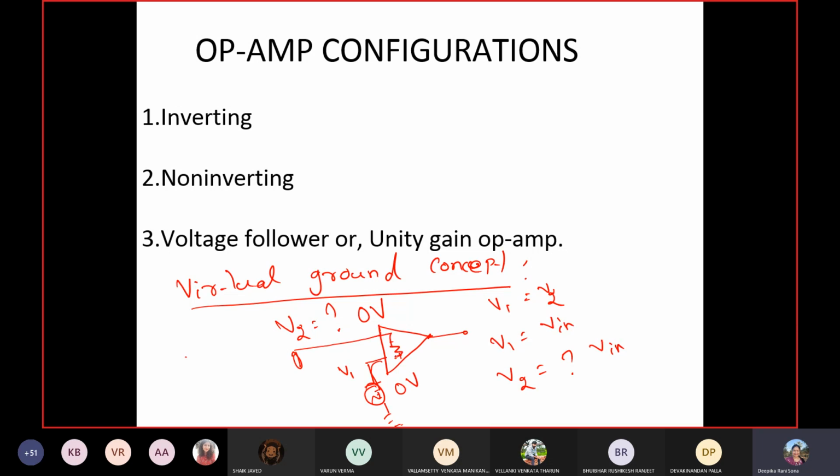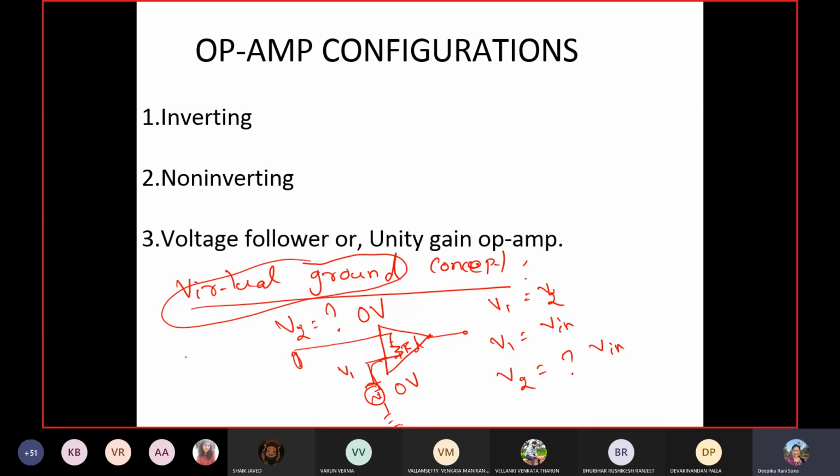Through RD only we prove that V1 equal to V2 because VD is 0. So we name this concept the virtual ground concept, V1 equal to V2, because they are equal. Remember the name: virtual ground concept. By virtual ground, V1 equal to V2.